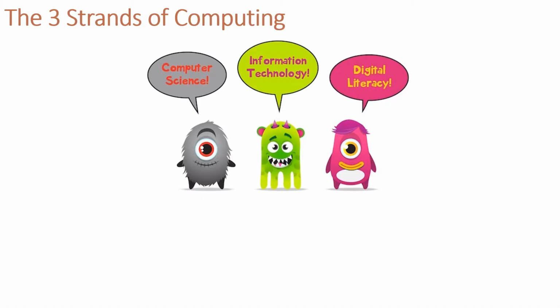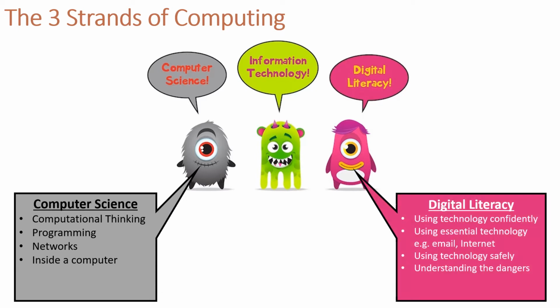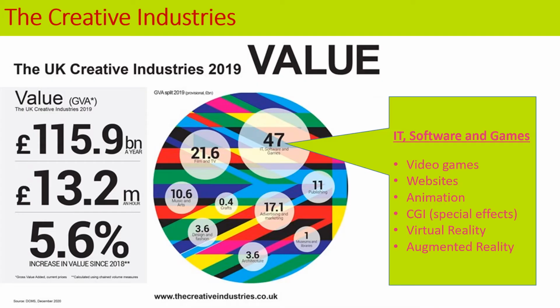So far at Abbott Bain you've covered all three strands of computing. You've looked at computer science, where you've looked at programming and computational thinking. We've looked at digital literacy, where you've learnt about e-safety and how to use technology confidently. The other area is information technology, and this is the area we will now focus on, and it's all about using technology to make digital products. So we focus on IT and being creative with IT.